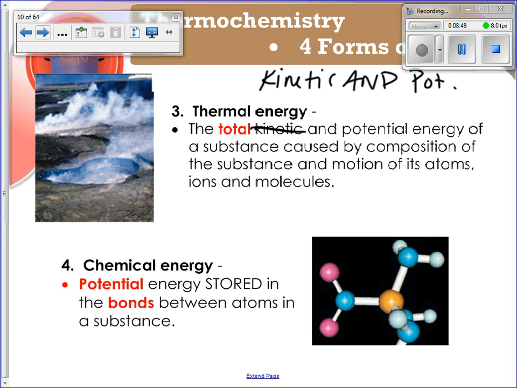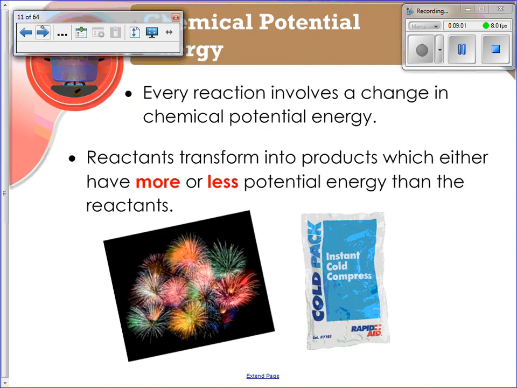Chemical energy is the potential energy that's stored in the bonds between atoms of a substance. So chemical energy is a type of potential energy. Every reaction involves a change in chemical potential energy. Reactants transform into products which either have more or less potential energy than the reactants. And this is how we come to the definition of exothermic and endothermic.